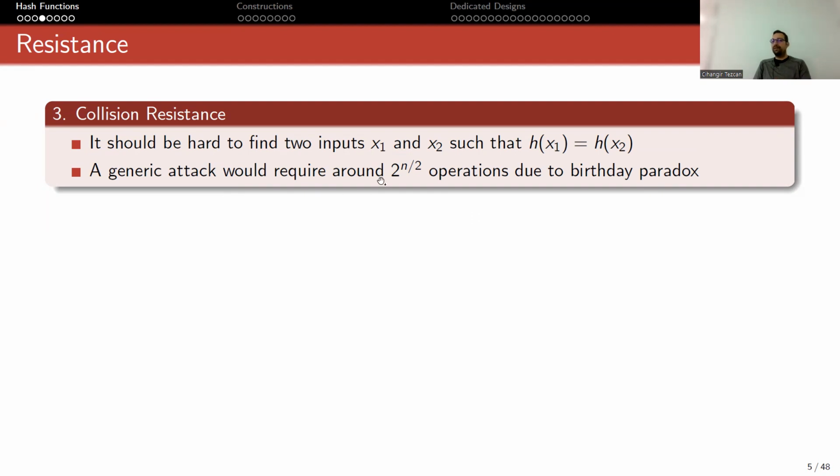This is a lot faster because if n is 128 bits, in the previous properties I need to perform 2 to the 128 operations, which is almost impossible for our computational power. But once the exponent is divided by 2, it reduces to 2 to the 64, which is within our reach. We can perform this many operations, okay? This is due to the birthday paradox, which I will explain in a minute, okay?